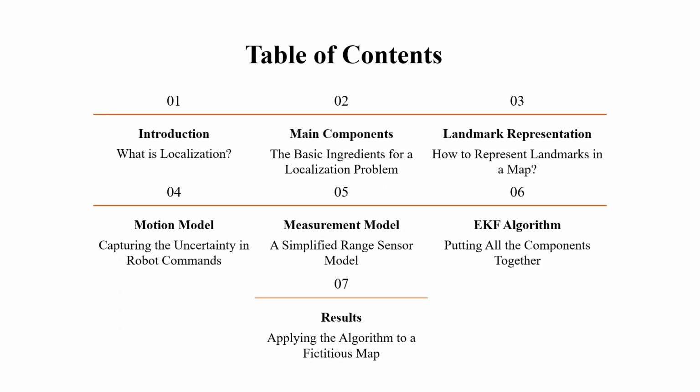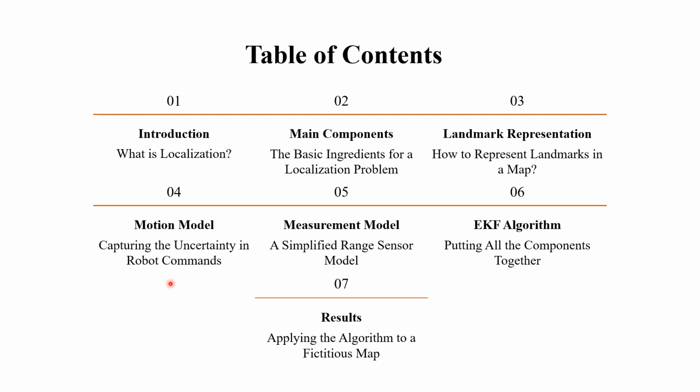Now, first, a table of contents. First of all, I'm going to give an introduction of what localization is and some of the, I would say, taxonomy of localization problems. The second part, I'll talk about the main components that are required for a localization problem in terms of modeling and representation. The third part will be on landmark representation, of how do we actually represent them in a known map.